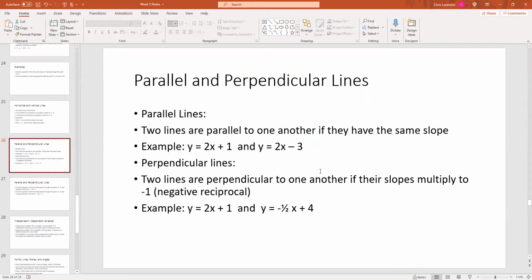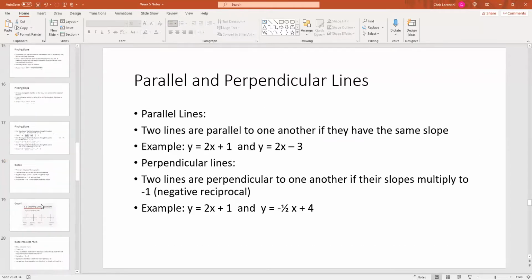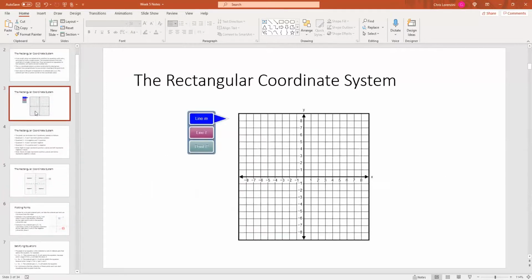So y equals -1/2 x plus 4 is perpendicular to y equals 2x plus 1. If I take a look at that, 2 times -1/2 gives me -1. That's how I'll know that they are perpendicular. Perpendicular means two lines that cross and form 90-degree angles. We'll talk a little bit about angles here. The x and y axes are perpendicular lines.